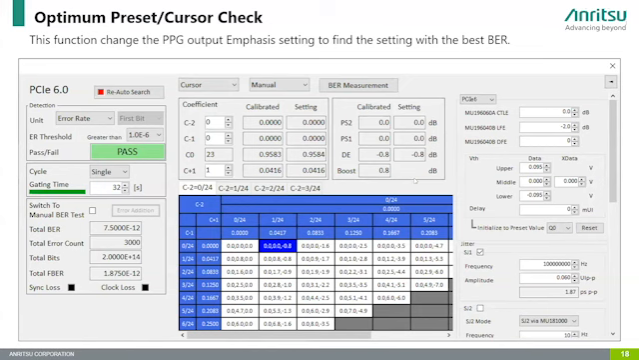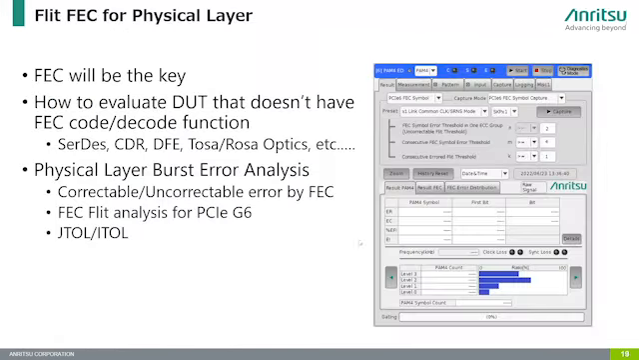From the PPG side, once you get a DUT to pass the compliance test, you can change the preset or cursor of the pulse pattern generator to find if the DUT may have a better preset or cursor of preset or equalization. So now for the error correction for the physical layer.